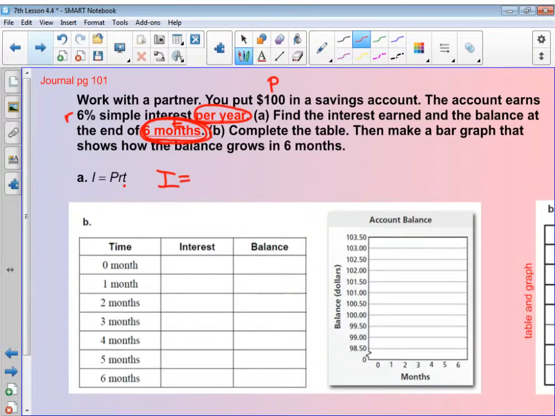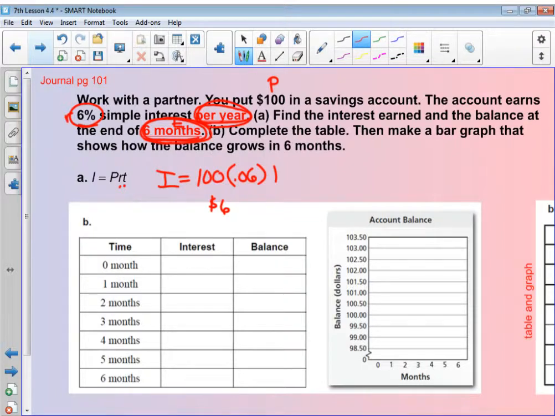equals our principal, which was $100, times our rate, which was 6%, so 0.06, times, for right now, we're going to use our year, and then we'll go back and modify that for the 6 months, so times 1 year. So 0.06 times 1 year is times 100, and then times 1 is going to give us $6. That's for a whole year.